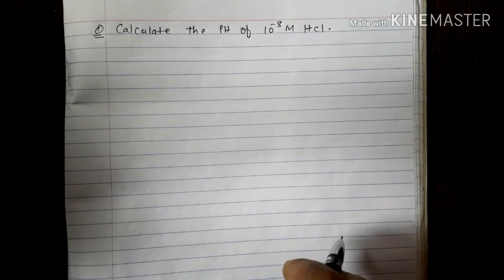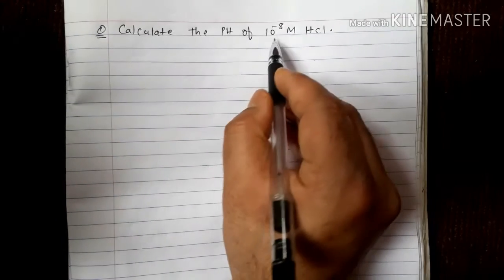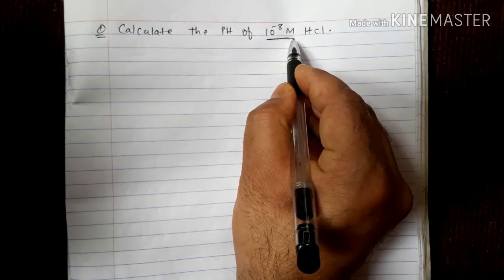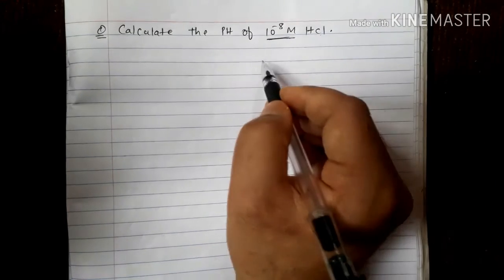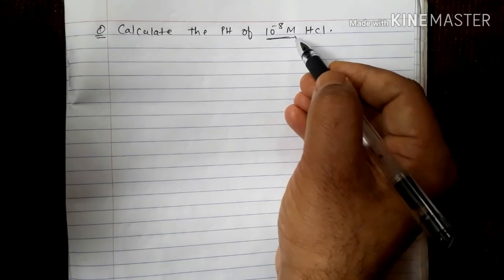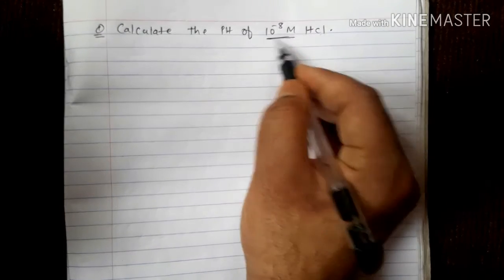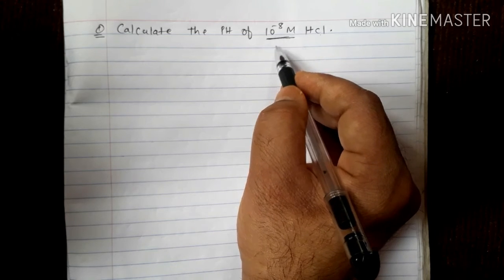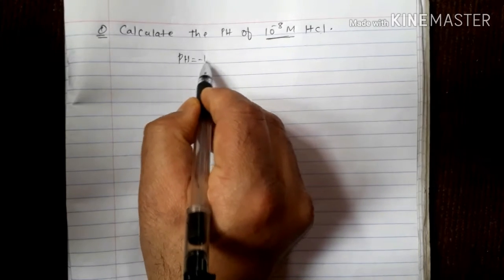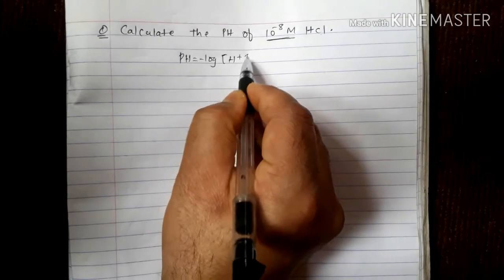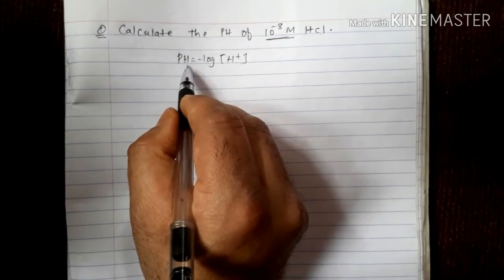Now, if the question asked is to calculate the pH of 10 power minus 8 molar HCl. It is very dilute HCl. Then how can you find the pH? The same way. The question is how much H plus is produced in the solution, and convert that H plus concentration into pH. First you should know pH equals minus log hydrogen ion concentration in moles per liter. If you find the H plus concentration, you can easily find the pH.